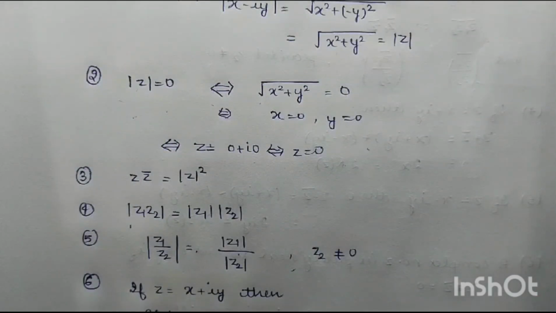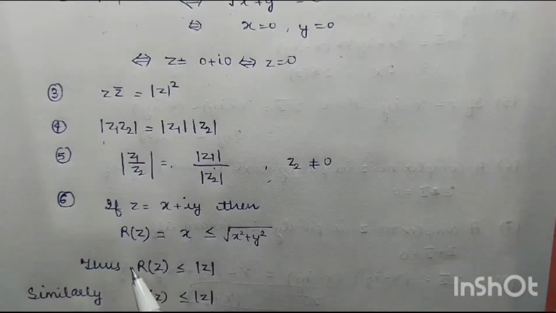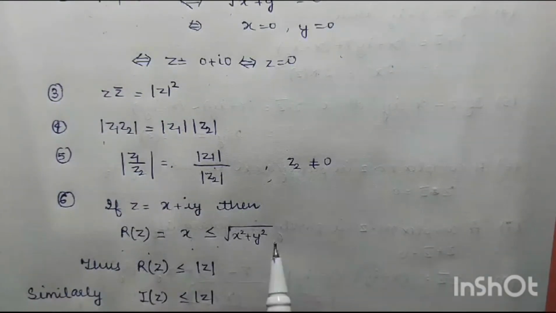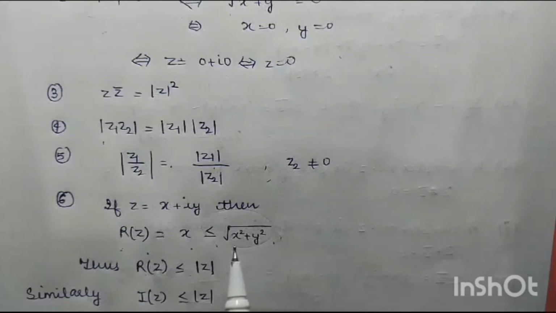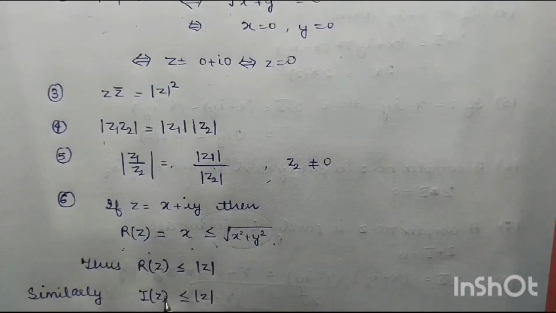Here we have some more properties. The product of z and z conjugate is always equal to mod z square. The modulus of a product is equal to the product of the moduli, and the modulus of a quotient is equal to the quotient of the moduli. Next, if z is equal to x plus iota y, then the real part of z, x, is less than or equal to under root x square plus y square, which implies that the real part of z is always less than or equal to mod of z. Similarly, the imaginary part of z is always less than or equal to mod of z.